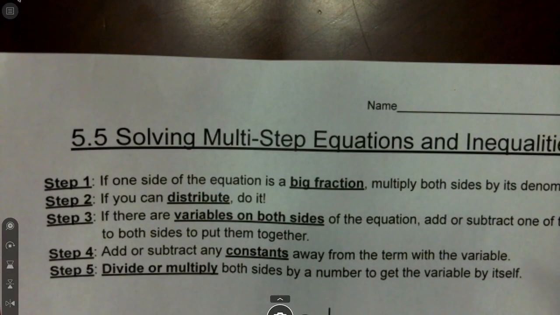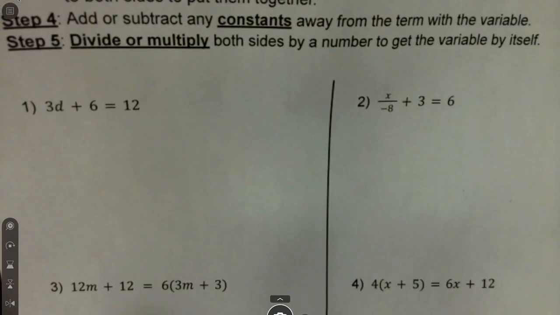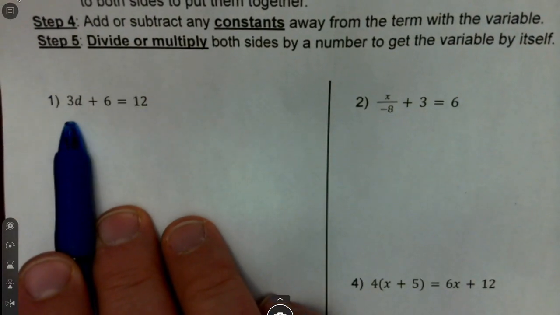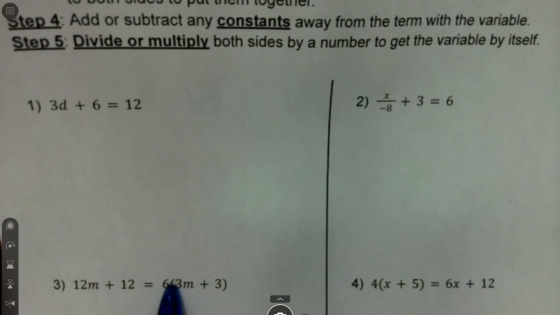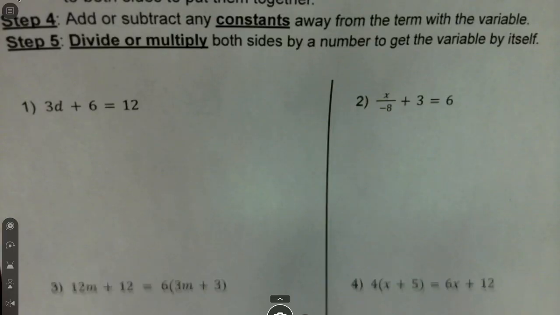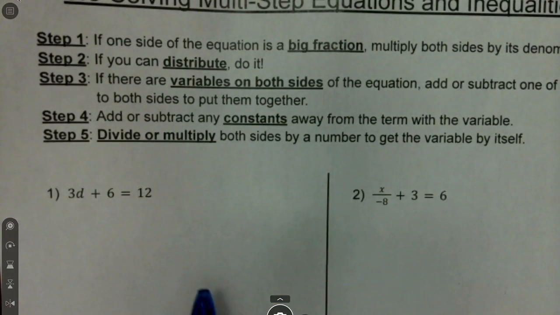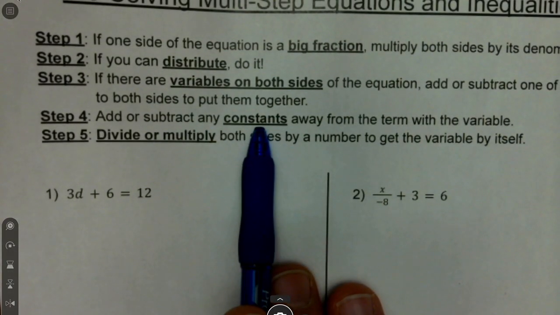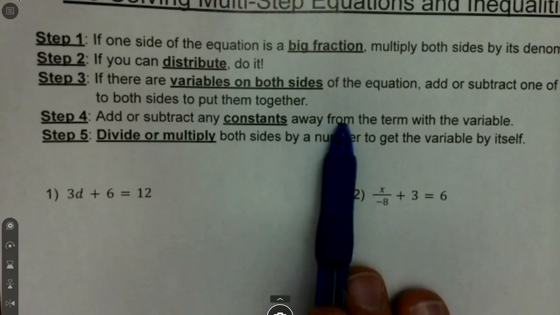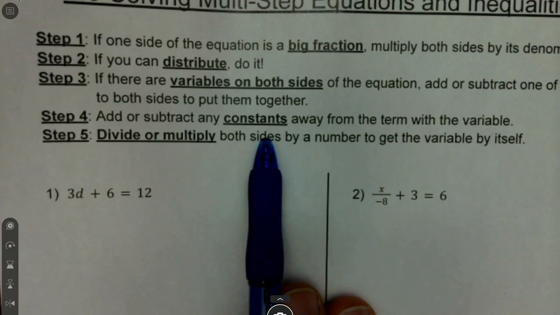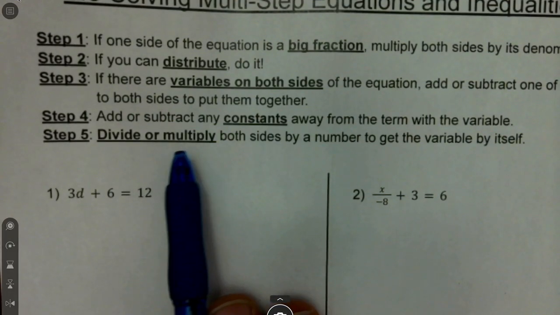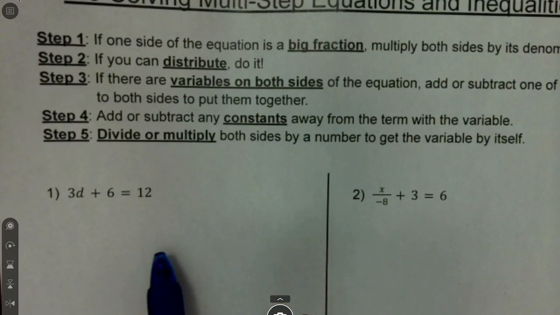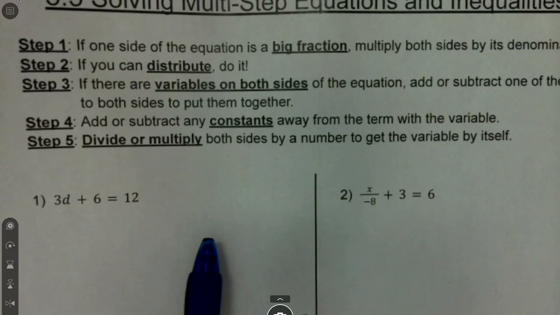Step 3, if there are variables on both sides, combine them. So we see that again in 3 and 4. 1 and 2, there's just a variable on one side. But 3 and 4 have variables on both sides of the equations, so you'll need to combine the variables. Then you'll do the constants. Move the constant away from the term with the variable. I'll talk about that more in number 1. And then you'll divide or multiply both sides by a number to get the variable by itself.